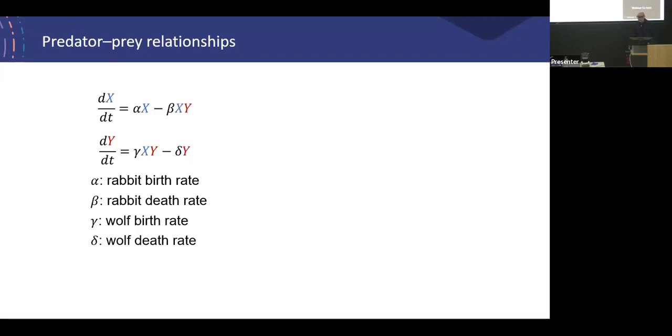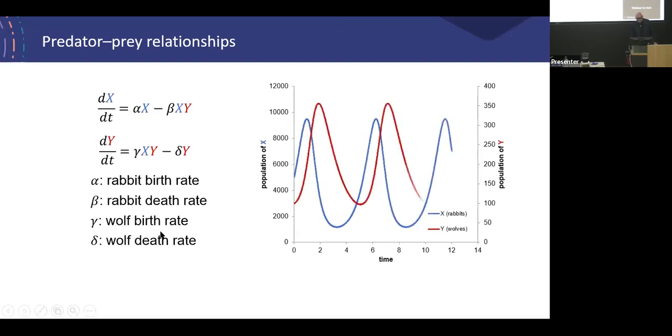What does that look like if I integrate those two equations with appropriate birth and death rates for wolves and rabbits? Well, it looks like this. We get that oscillatory behavior. And you can see exactly how I was describing it.